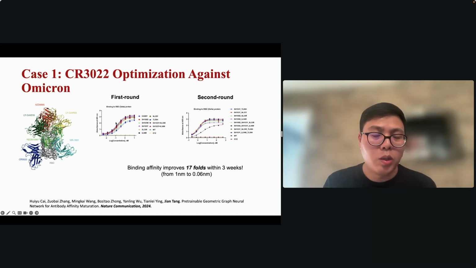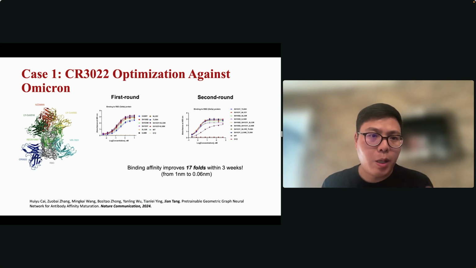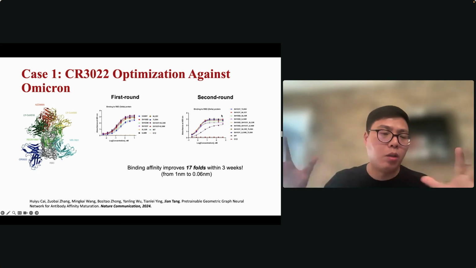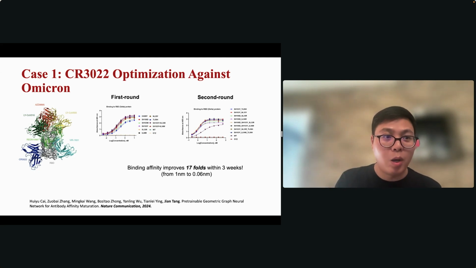In the first round, we identify some single mutations. We identify, I think, 7 or 8 single mutations and also the best double mutations. And then we test them in the wet lab. Once we finish the first round of wet lab experiments, we can identify a few good single mutations, and in the second round, we do combinatorial mutations. We mainly test double mutations and also triple mutations.